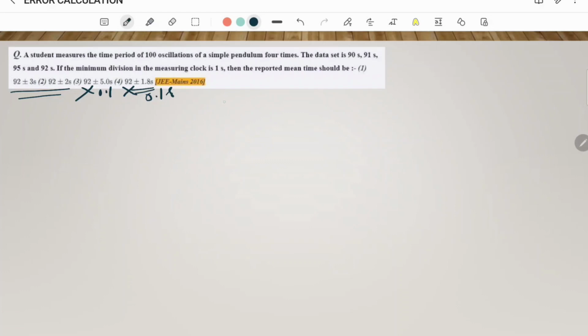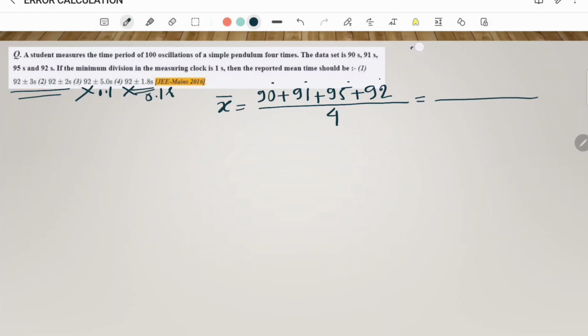So I have told you, in the standard deviation calculation, first we should be calculating the mean of the data provided. So 90 plus 91 plus 95 plus 92. There are total 4 data sets, so we'll divide this by 4. That means 360 plus 8, 368, divided by 4, and it becomes 92. Our mean is 92.